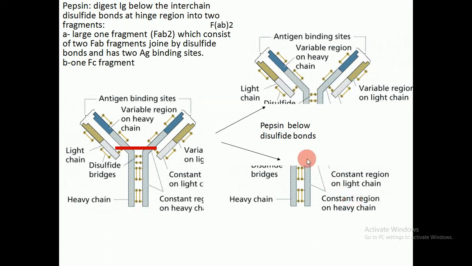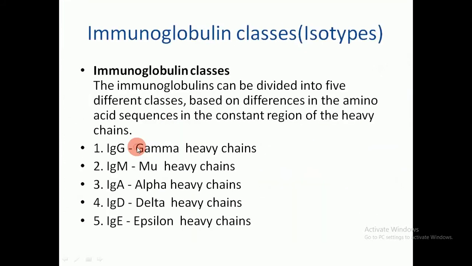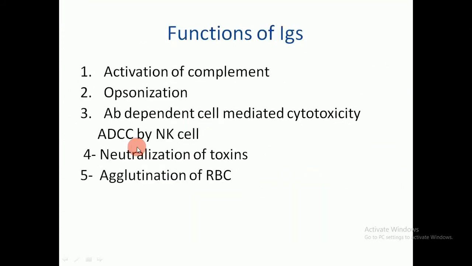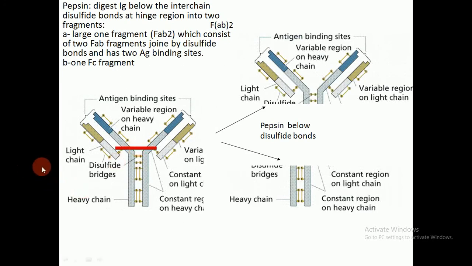While the other enzyme, which is called pepsin, cuts below the interchain disulfide bond in the hinge region into 2 fragments. This is below here, below the disulfide bond. So it is divided into 2 fragments: this is F(ab')2 and 1 constant region.